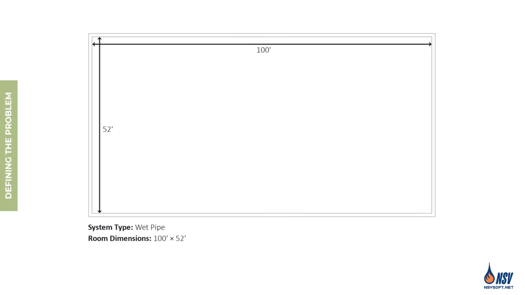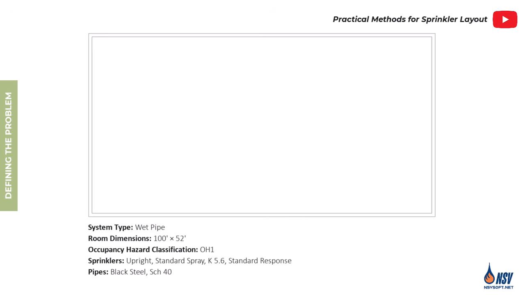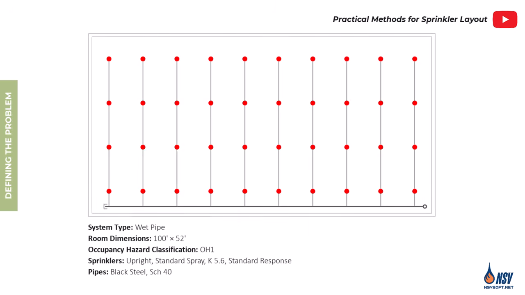Let's assume we're designing a wet pipe fire sprinkler system for a room measuring 100 by 52 feet. This space falls under Ordinary Hazard Group 1 occupancy. We'll be using upright standard spray sprinklers with a K factor of 5.6 and standard response thermal sensitivity. The piping material will be black steel Schedule 40. In the first step, we locate the sprinklers and define the piping layout.